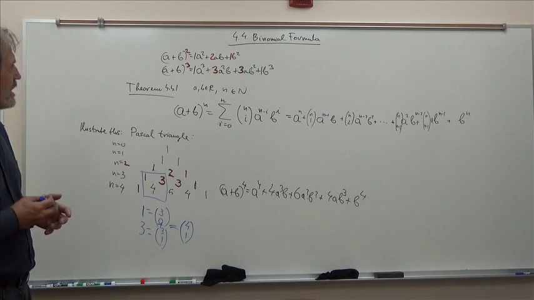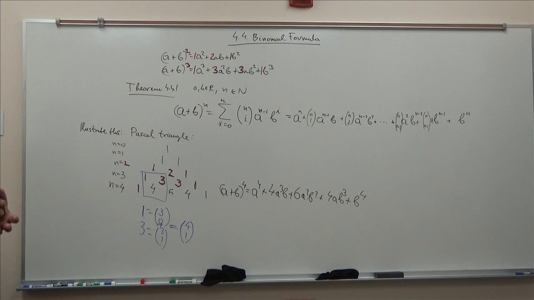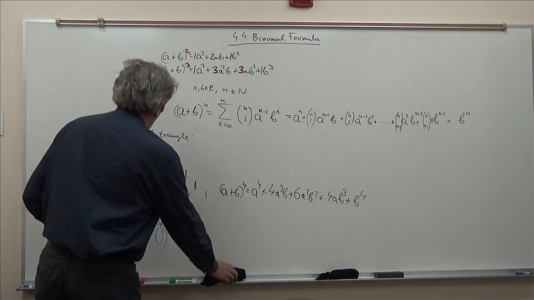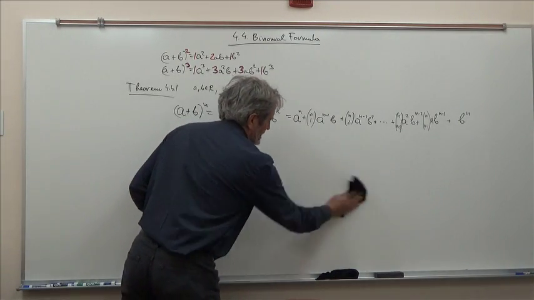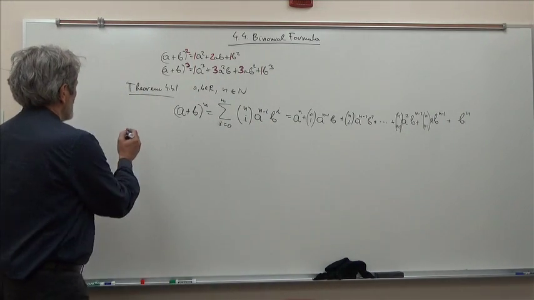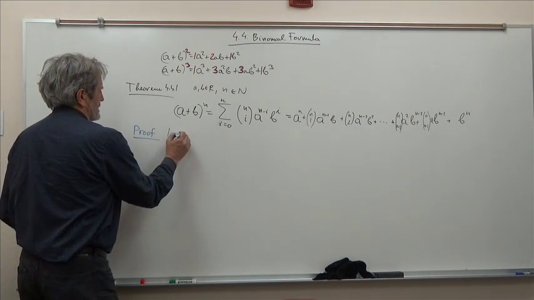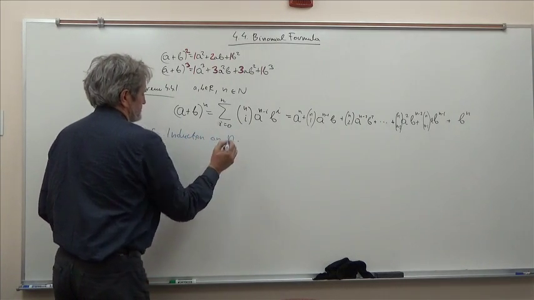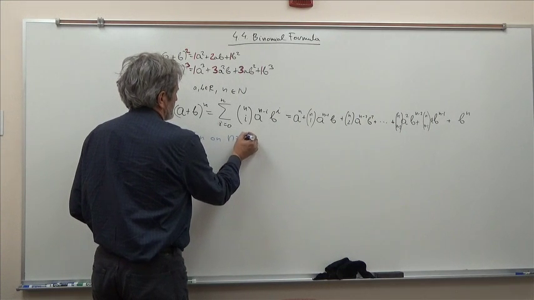Alright, so what do we do so far? We have the theorem clearly stated, we illustrated a little bit, we connected it with Pascal triangle, now we'll go for the proof. Proof is a good exercise in proof by induction. So we will go proof by induction. Proof. Induction on n, on n greater or equal to 1.